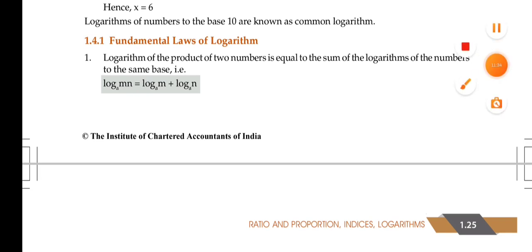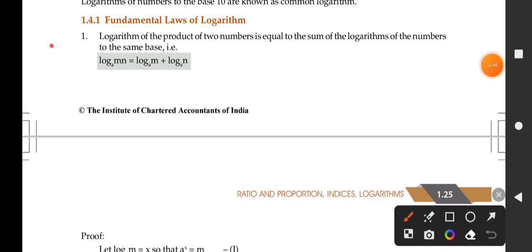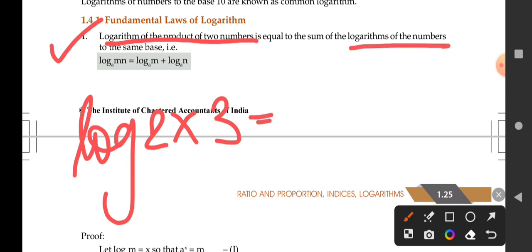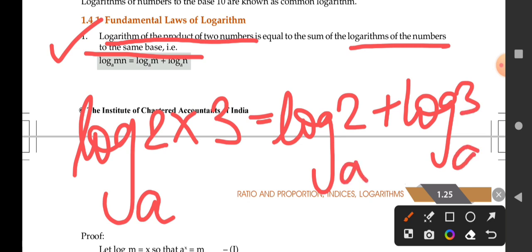Fundamental laws of logarithms. There are laws of logarithms that we are going to study. Let us see one by one with its proof. First one, logarithm of the product of two numbers. Okay, that means log of 2 into 3 is equal to the sum of logarithms of the numbers to the same base. Suppose the base is a, so it means log 2 plus log 3 to the base a. This is what the sentence is telling.